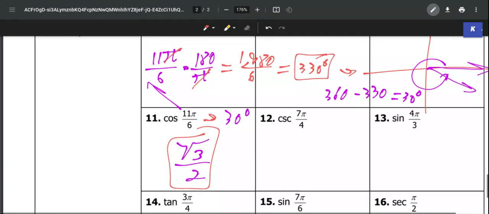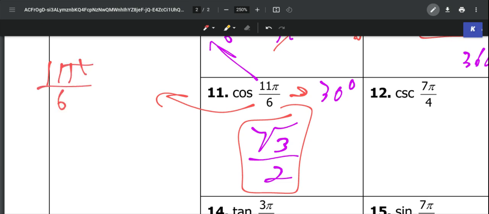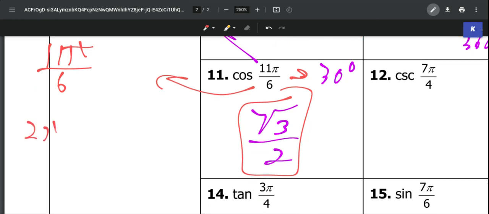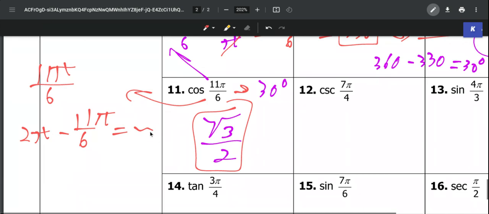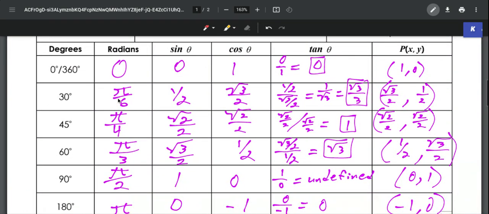Now, I guess the other way you could do this, I'll just show you this. I don't like doing it this way, but you can do it this way if you want. So we know that if we want to find our reference angle for 11 pi over 6, and we know that it is equal to 330 degrees, we could say 2 pi minus that 11 pi over 6 will give us a number. Then we could determine where that number was in our quadrants, or that would be our reference angle. So we would use cosine of whatever that is. So I'm assuming it would be cosine of pi over 6.